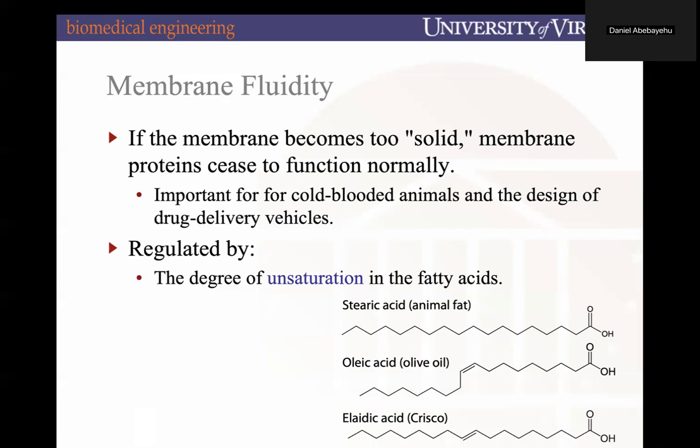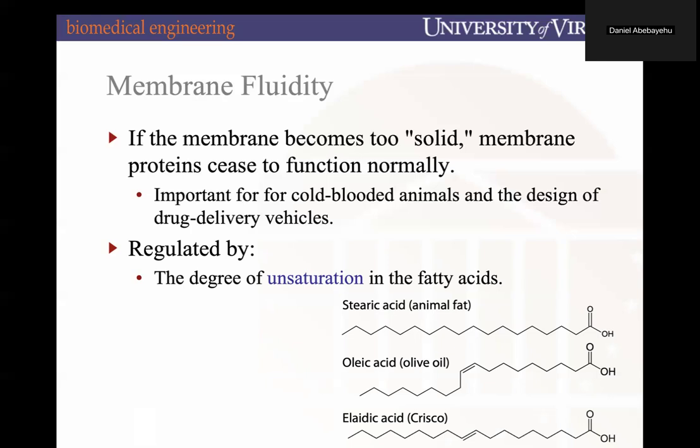So the more double bonds present on a fatty acid chain here, the more unsaturated it is. So for example, we have stearic acid here, which is animal fat. It has no double bonds present there. So it would be a totally saturated fatty acid. We have olive oil and we have oleic acid and elaidic acid, or olive oil and Crisco. Both have a double bond.